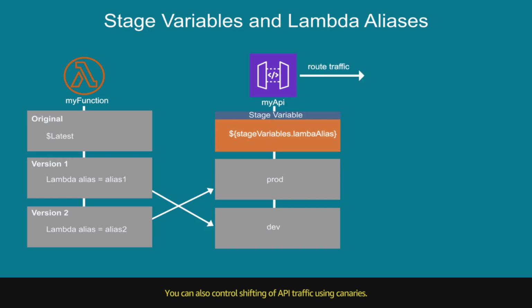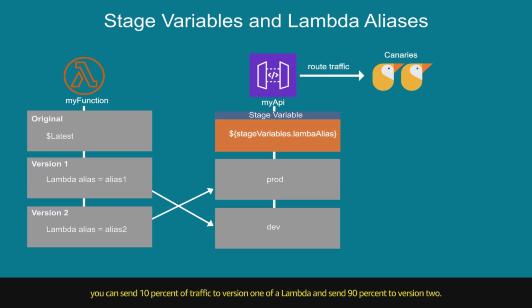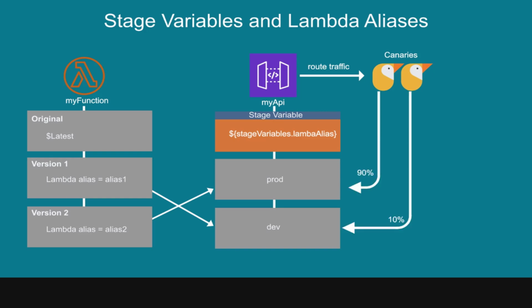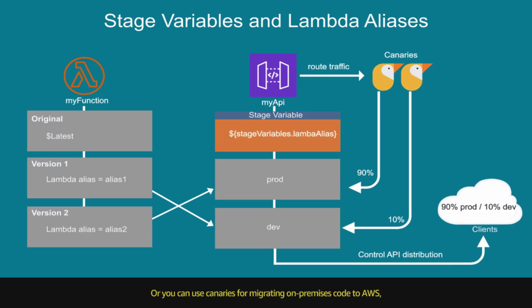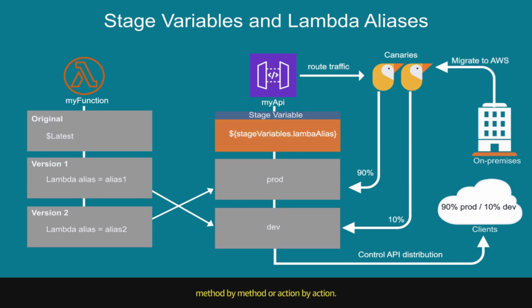You can also control shifting of API traffic using canaries. Canaries allow you to direct a percentage of traffic between two different stages. For example, you can send 10% of traffic to version 1 of a Lambda and send 90% to version 2. This allows you to explore a new code version and gain feedback on stability before moving the majority of users to a new code version. Or you can use canaries for migrating on-premises code to AWS, method by method, or action by action.